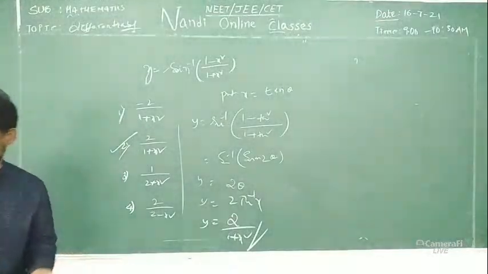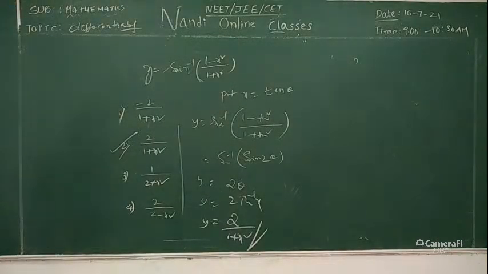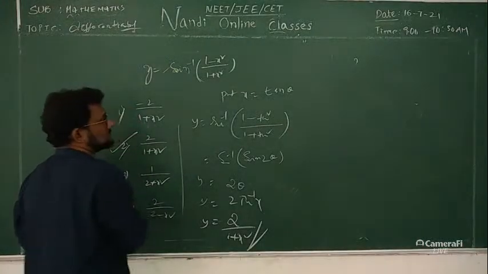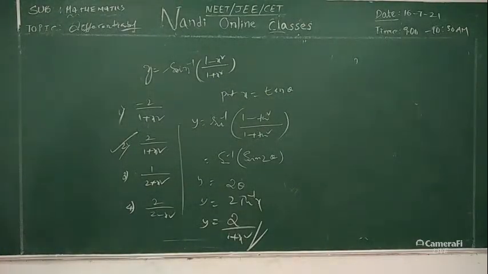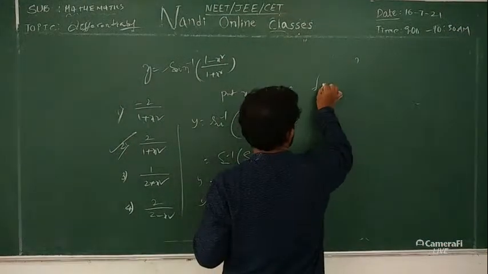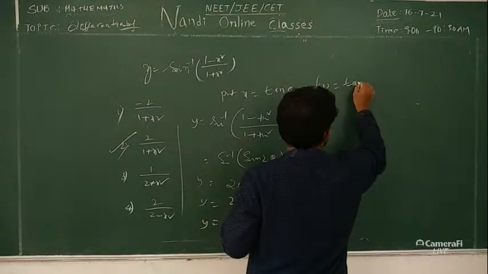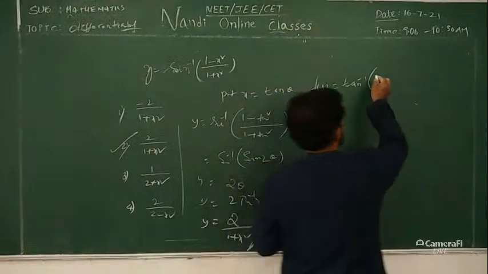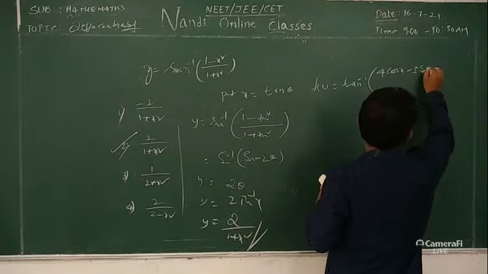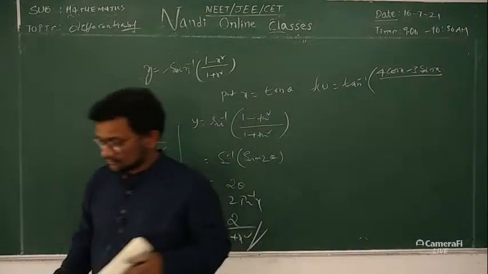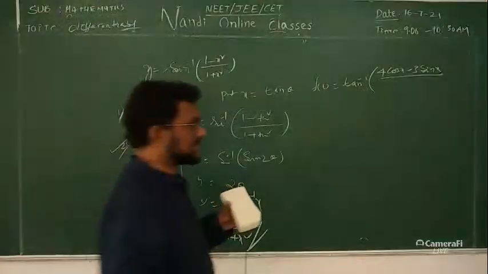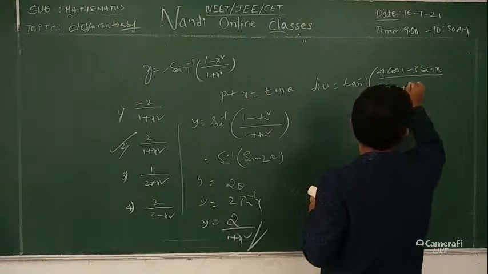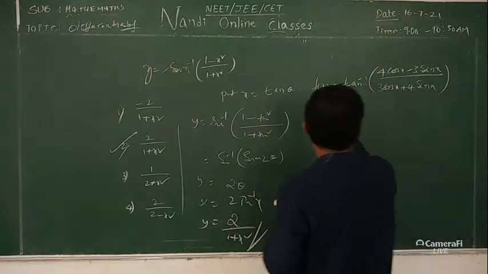So I am giving you a small homework. f of x is equal to tan inverse of (4 cos x minus 3 sin x) by (3 cos plus 4 sin). Find f dash x.